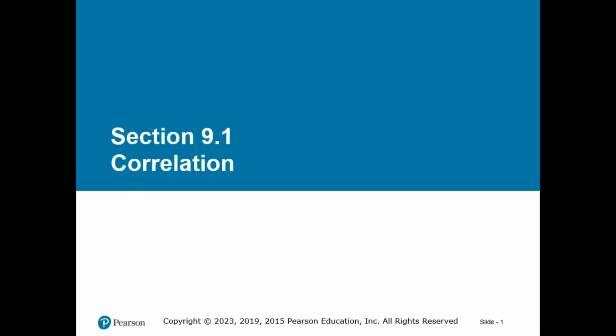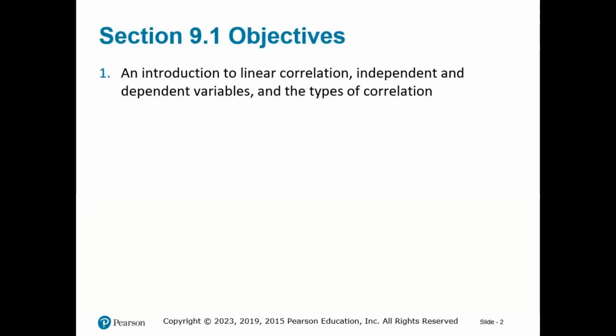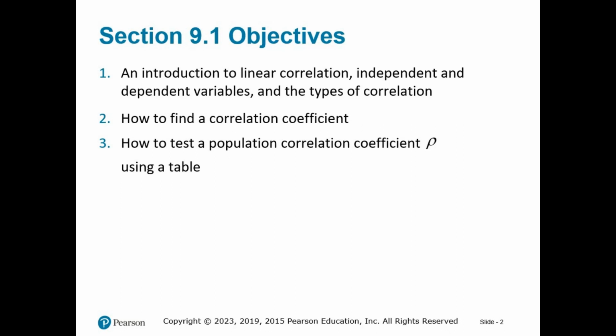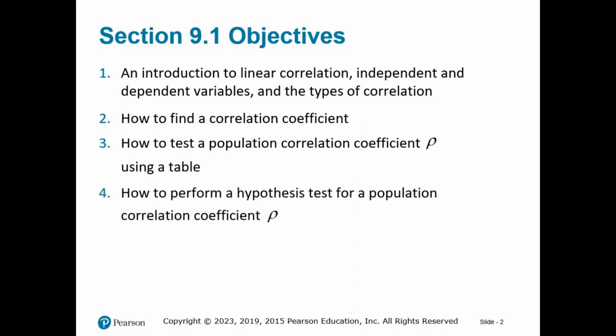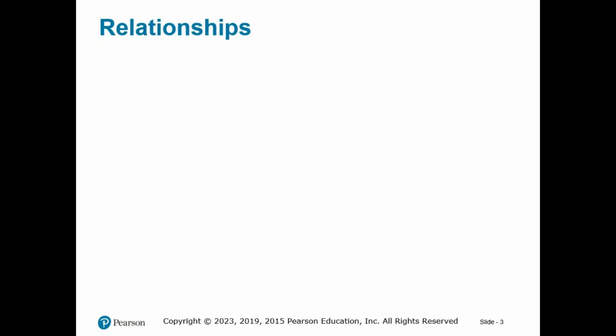Okay, this one's a doozy, but I know you can handle it. Let's dive in. Welcome to the lecture video for Chapter 9, Section 1, Correlation. We're going to cover quite a bit today. Specifically, we're going to introduce the concept of linear correlation, independent and dependent variables, and the types of correlation. We're going to talk about how to find a correlation coefficient, how to test a population correlation coefficient, rho, using a table, how to perform a hypothesis test for a population correlation coefficient, rho, and how to distinguish between correlation and causation.